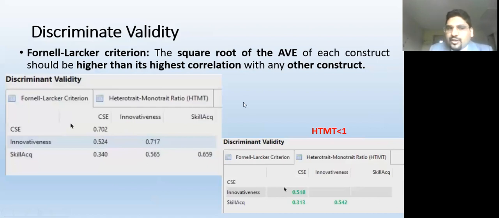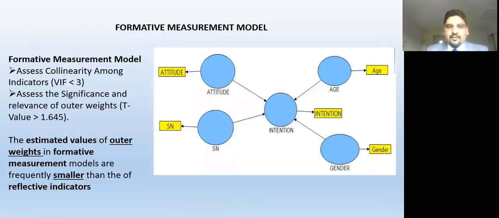Another approach for checking discriminant validity, which is relatively new, is HTMT, which stands for heterotrait-monotrait ratio. What is the criterion for this one? The HTMT value should be less than 1. If you look at the results, you can see for all pairs of constructs, this value is less than 1. So we can claim that our measurement is valid. Now we are allowed to go and check our structural model for testing our hypothesis.